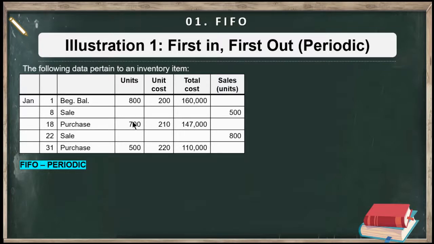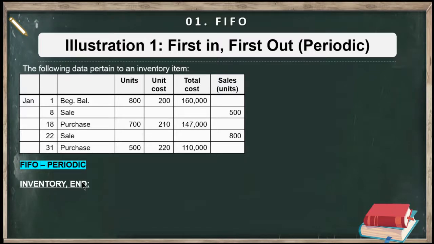So that would be 800 plus 700 plus 500. That would be 2,000 units. And you deduct the sales in units. How much is left? That's 1,300. So therefore, the remaining items unsold is 700 units.